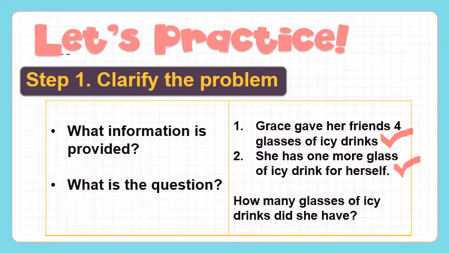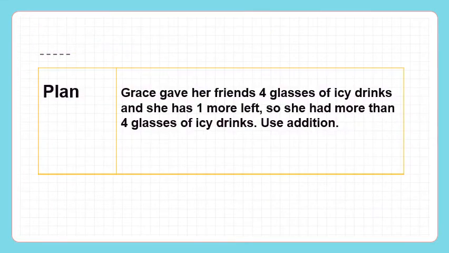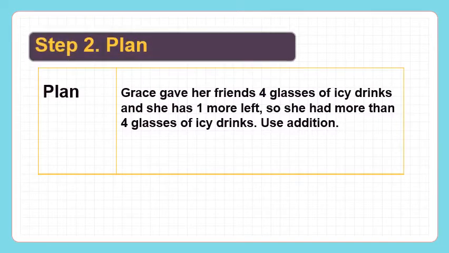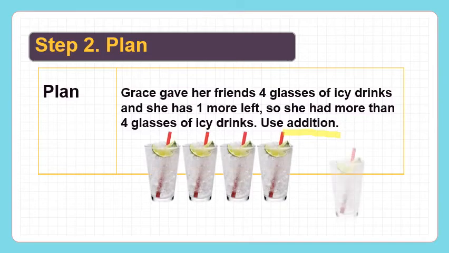Now the question, again, remember how or what? Yes, it is how many glasses of icy drinks did she have? That's the question. Step number 2, plan. Grace gave her friends 4 glasses of icy drinks, and she has 1 more left. So she had more than 4 glasses of icy drinks. We are going to use addition. So here we have 4 plus 1 equals blank.